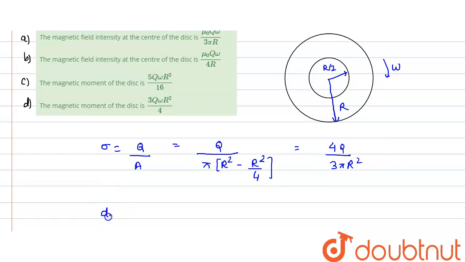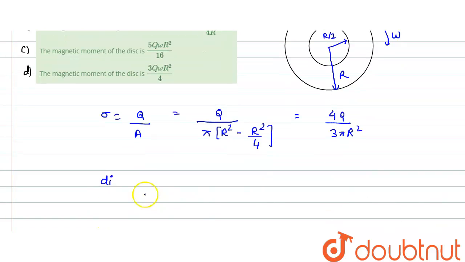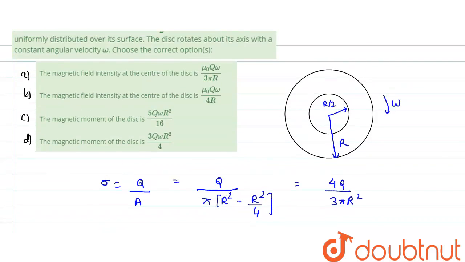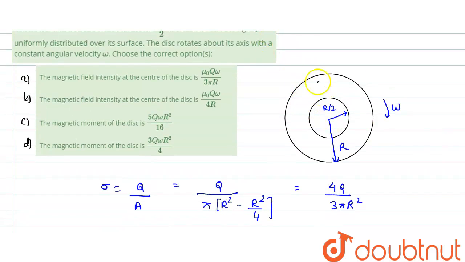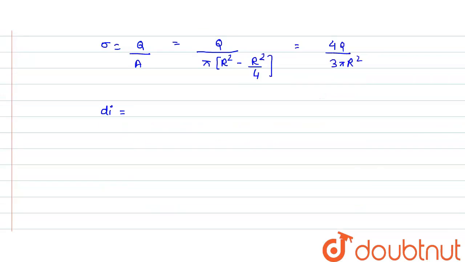Now what would be the value of the current? dI is a small element, a small current. It would be equal to, for example, if we assume that there is a small disk. If we just draw a very small circle, let's say this is our small circle which is having a small radius and a small thickness. So it is at a distance of small r and the thickness is, let's say, dr.